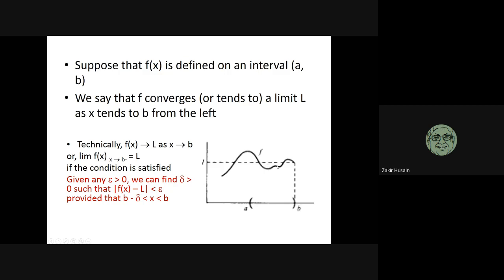Now as we are moving close to this boundary B, we are increasing the value of x. We are moving from the left to the right in this manner. We see that the function approaches this value L. So this is called the left hand limit.